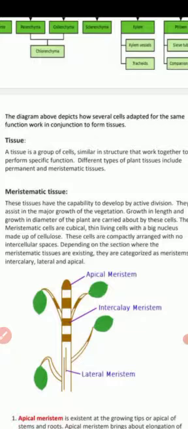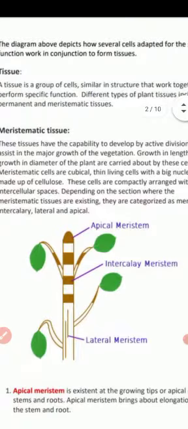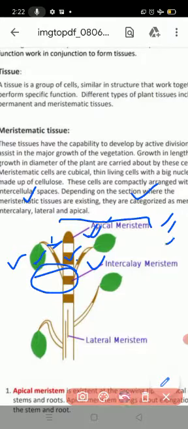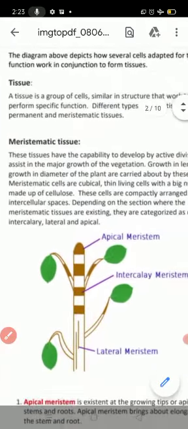What is meristematic tissue? Look at this picture. That is a stem. It has three parts: apical meristem, intercalary meristem and lateral meristem. Firstly, we have to make clear what meristematic tissue is, what its function is, what its structure is, and what things are present in meristematic tissue. After this we will discuss this picture. Okay, now let us come here.